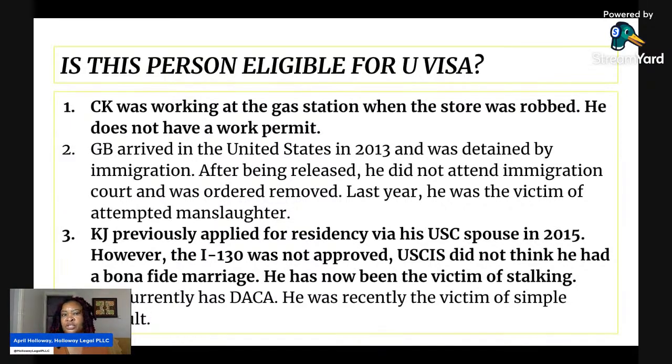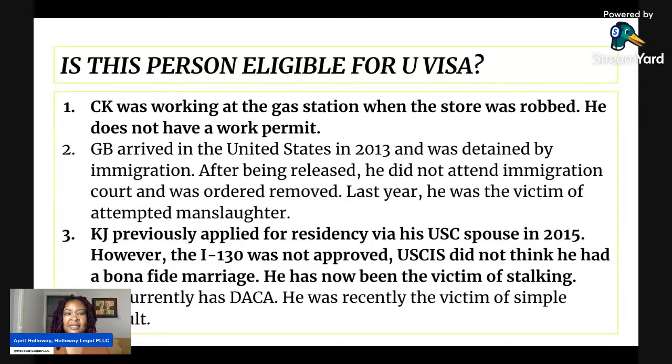However, what CK should do is take a look at the police report and see if the way the crime is described would meet one of the other categories. During the robbery, was CK pistol whipped or hit, creating an assault, which might qualify for a U visa? During the robbery, did CK attempt to leave the store and was forced to stay inside because the criminal was holding a gun, forcing him to stay inside the store? That might meet the requirements of false imprisonment or hostage situation. So on face, CK might not be eligible for a U visa because the crime is robbery, but when you dig a little deeper, there might be an option.